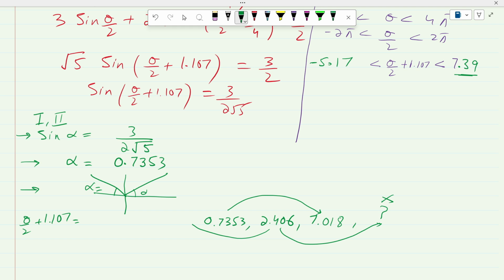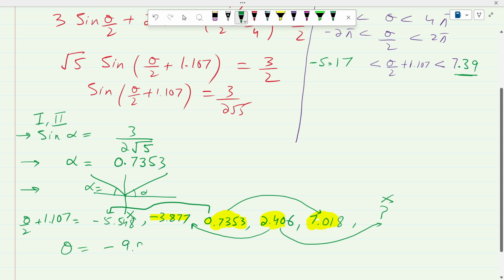Now let's go beyond. Subtract 2 pi from here, 2.406 minus 2 pi, so minus 3.877, it is inside the range. Then subtract 2 pi from here, so we have minus 5.548, it is again outside the range. We will not accept this. So it means we are going to go further for these 4 values. Now we are going to do further calculation for these 4 highlighted values. How are we going to do the working? We will subtract 1.107 and then multiply by 2. As a result, the answers are minus 9.97, 0.744, 2.60, 4.60, and 11.8. These are the 4 possible values of theta.